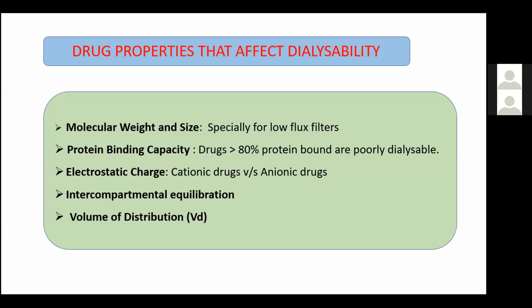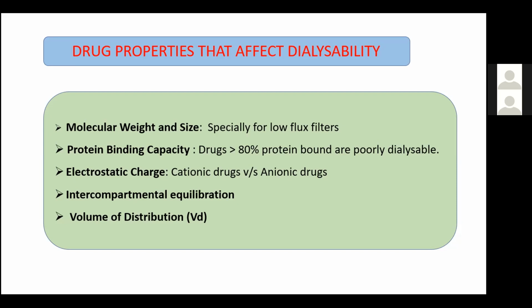Now, after understanding what antimicrobials we have to use and how we are supposed to dose them, whether we are supposed to reduce the dose frequency, reduce the dosage or increase the dose intervals, we also need to know what are the drug properties that affect dialysability. So number one, the molecular weight and the size. It means the flux or the pore size of the dialyzer that we are using.